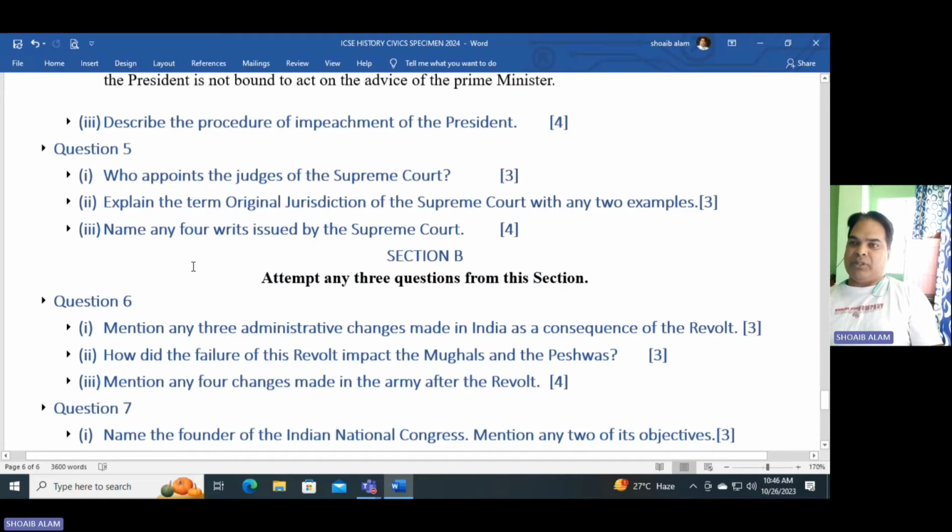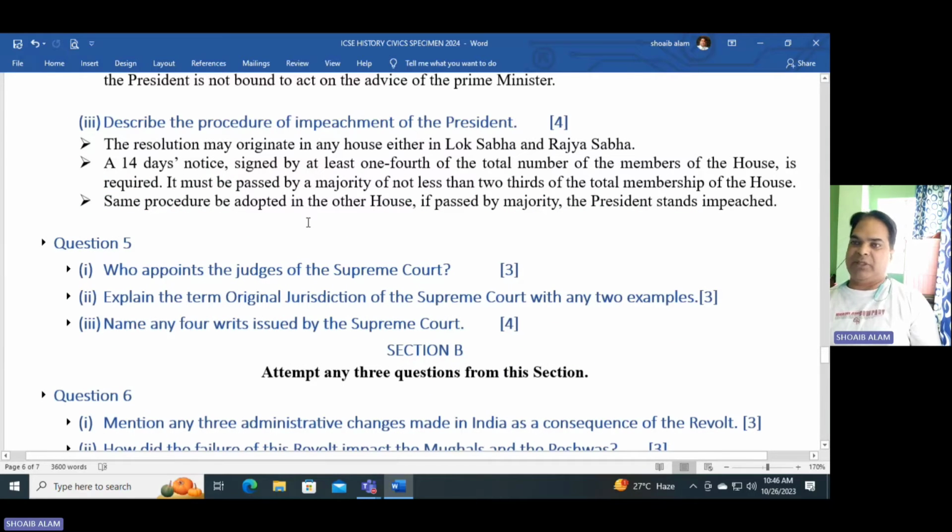Now describe the procedure of impeachment. So let us see the procedure. Simple. First of all, the resolution may originate in any house, either Lok Sabha or Rajya Sabha. Then a 14 days notice signed by at least 1/4 of the total members of the house is required. Then it must be passed by a majority of not less than 2/3. Then the third one, the same procedure is to be adopted in the other house. If passed by the majority, the president stands impeached.